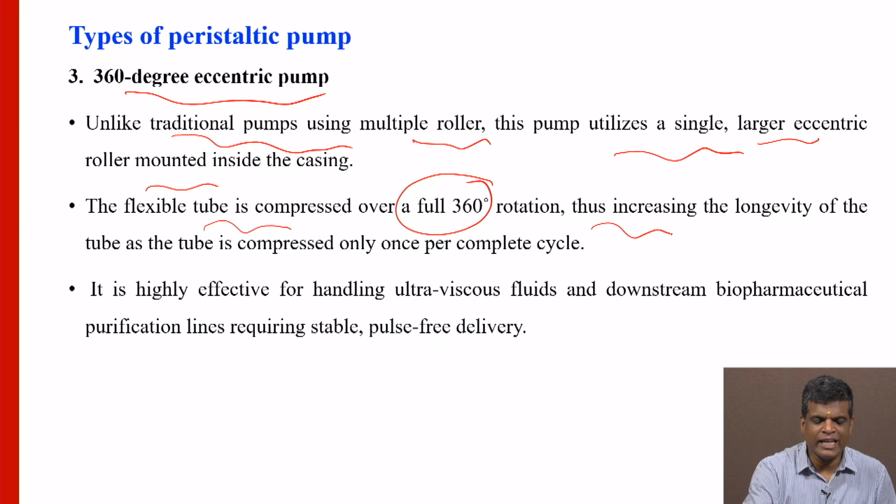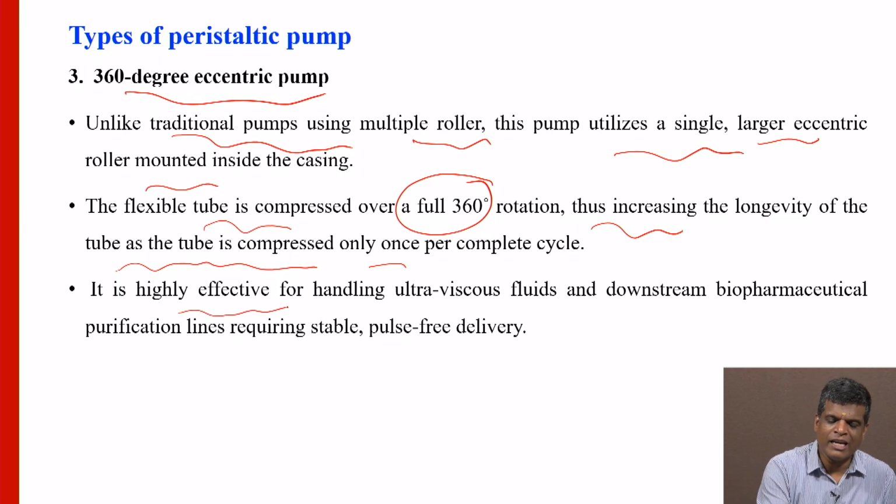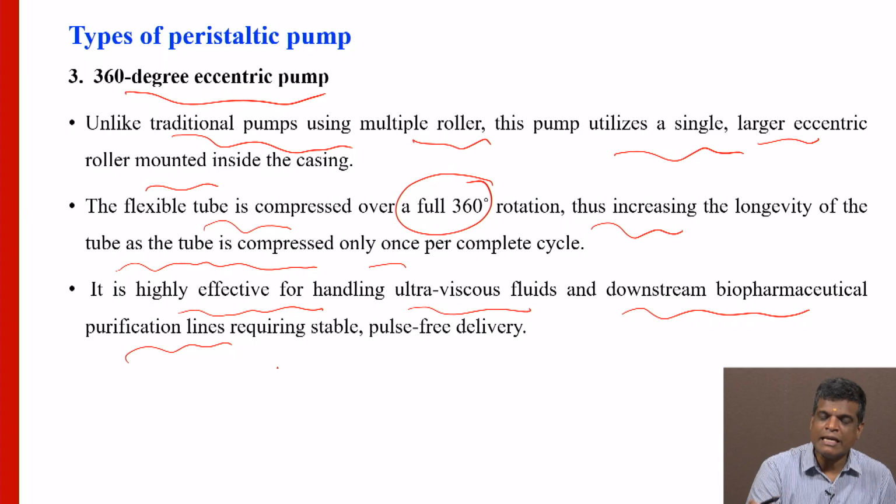So definitely the tube is compressed only once per cycle. One complete cycle, it increases then decreases here. So definitely this is highly effective for handling ultra viscous fluids, and downstream biopharmaceutical purification lines requiring stable, low pulse delivery here.